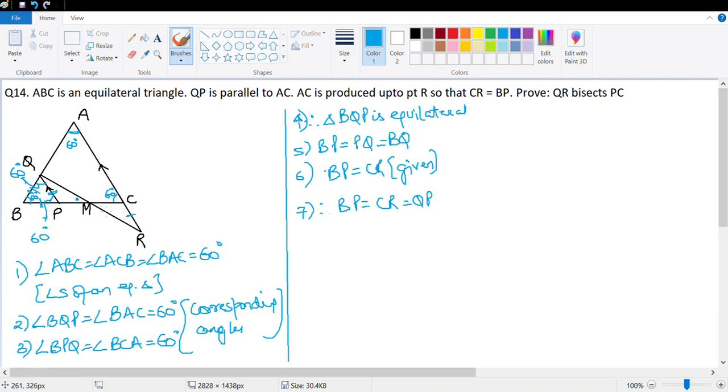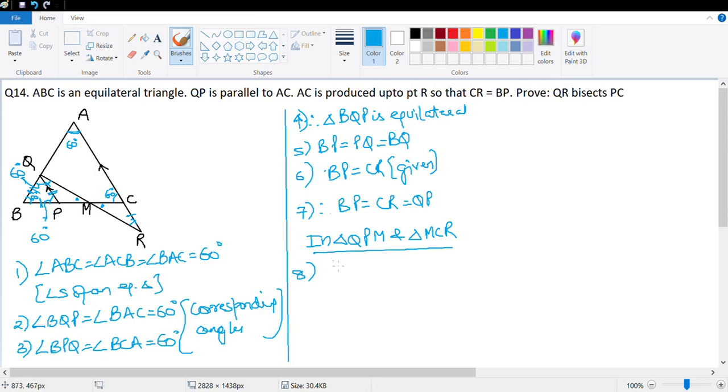Now we've got BP, QP, BQ and CR equal. Angle M here would be equal. Angle Q here and angle R here would be equal. So we should be able to prove these two triangles congruent. Let's just write this down. In triangle QPM and triangle MCR, what do we already have?